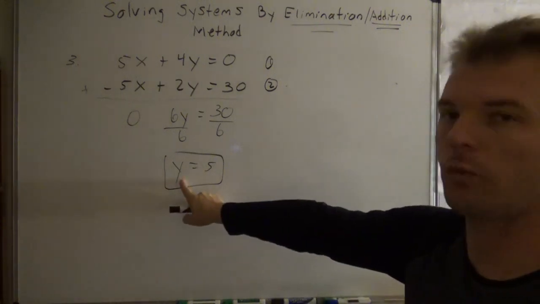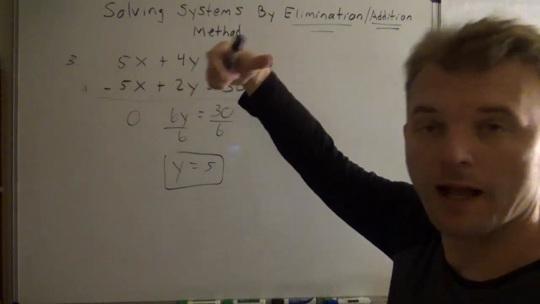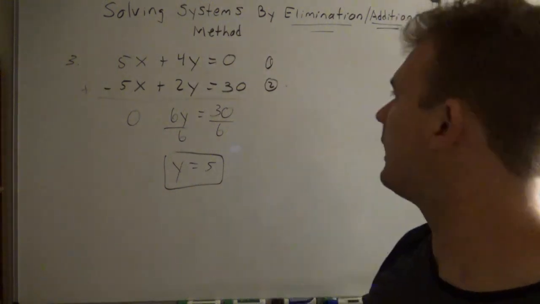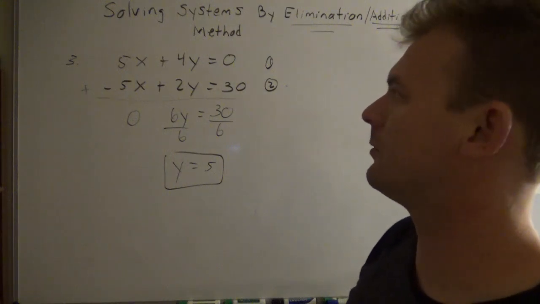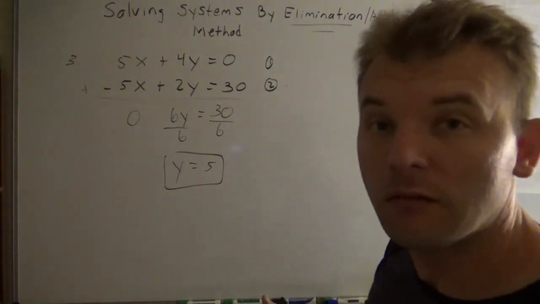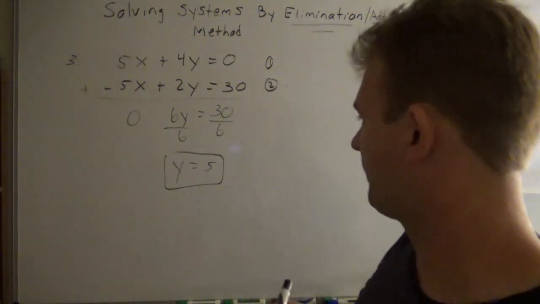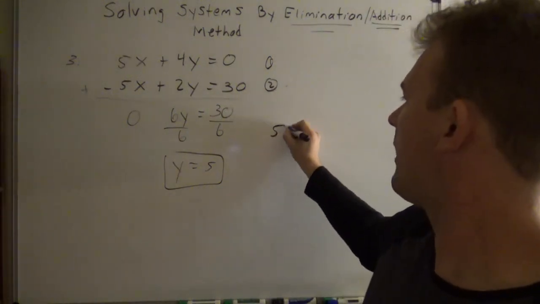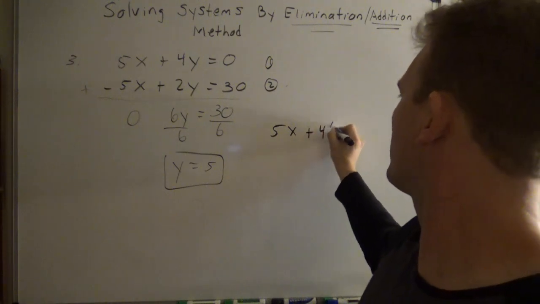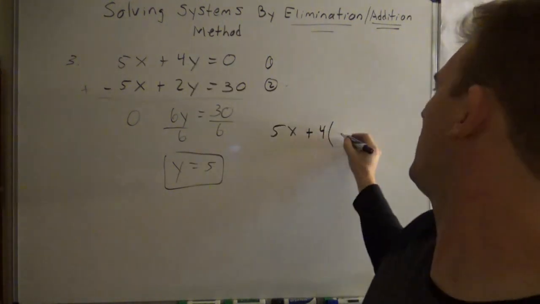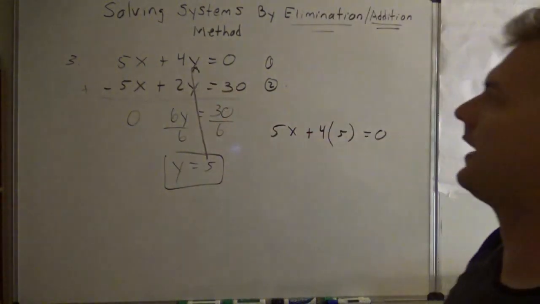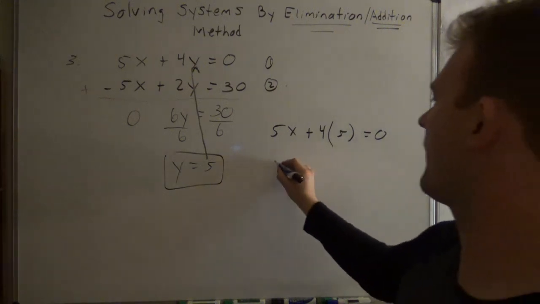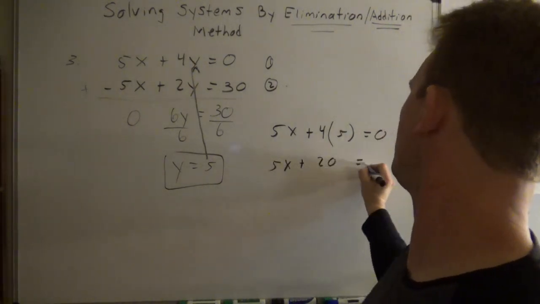Remember, there's y, there's an x up there. Go back to the originals. Well, the originals, we didn't manipulate any of these. We can just pick any one we want. I'll pick number 1 because it's a little bit simpler, I think. You can pick 2 if you want. Doesn't make a difference. I'm going to pick 1, and I'm going to put this in. So here's number 1: 5x plus 4 times 5 equals 0. All I did is plug this into that one. So I get 5x plus 20 equals 0.